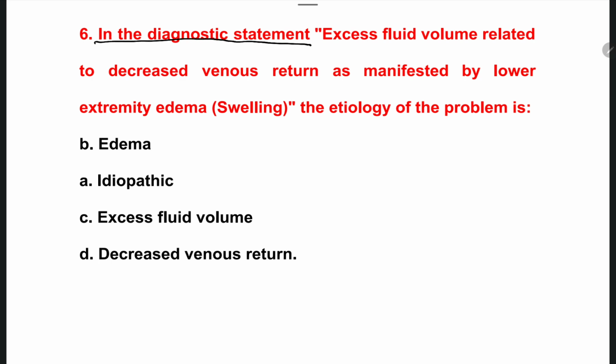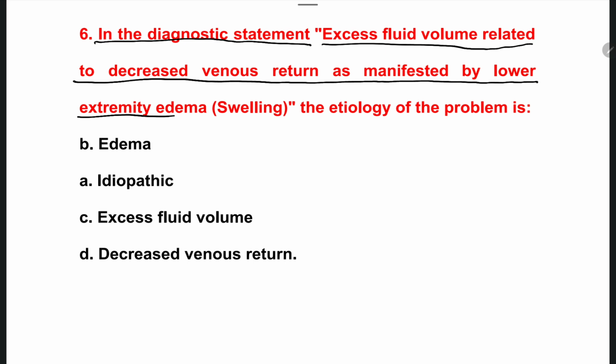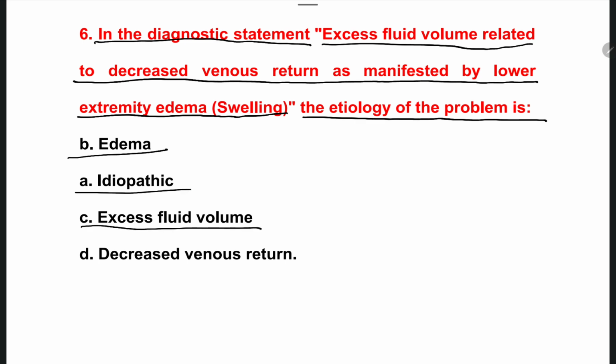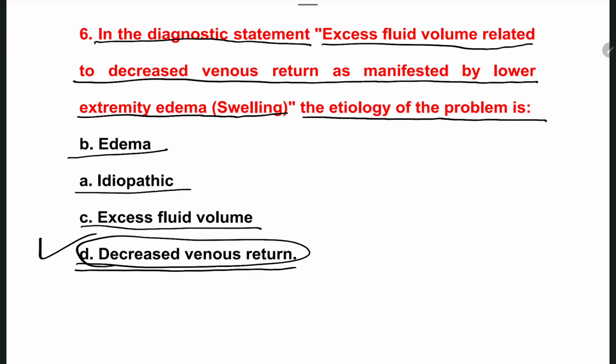So the next one is: in the diagnostic statement, excess fluid volume related to decreased venous return as manifested by lower extremity edema, the etiology of this problem is? Options are edema, idiopathic, excessive fluid volume, decreased venous return. So the right one is option D. Decreased venous return leads to the excessive fluid volume. So this one is the right answer.